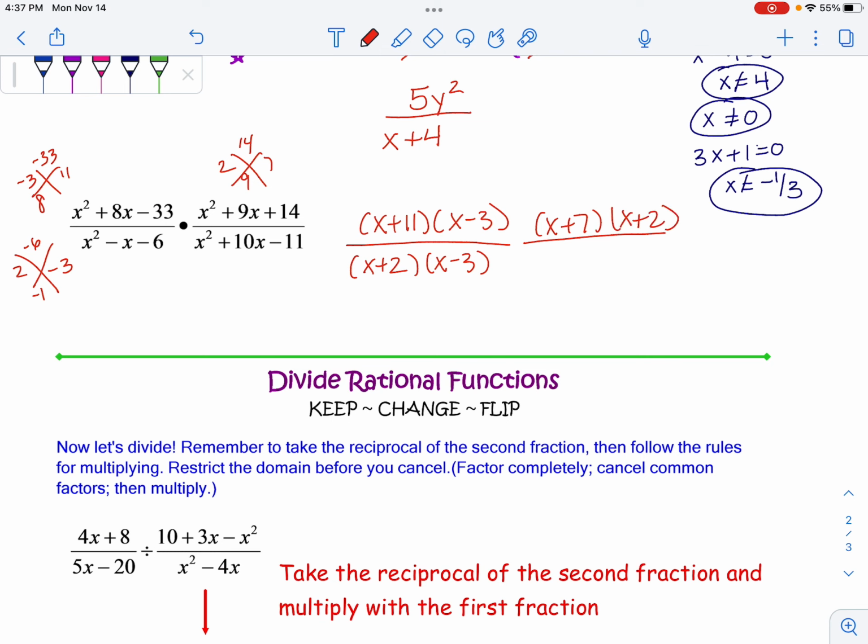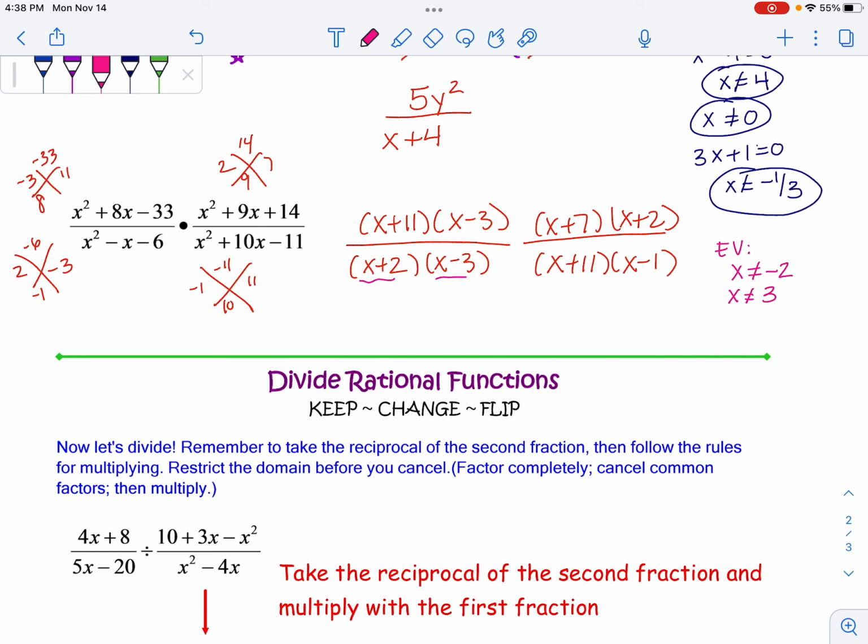All right, and I have one last piece to factor. 11 and -1. All right. The next thing I need to do is find those domain restrictions or excluded values. Again, coming from the denominator, the x plus 2. I know that tells me that x cannot equal -2. The x minus 3, that tells me x cannot equal +3. Remember why? It's because that would make the denominator 0.